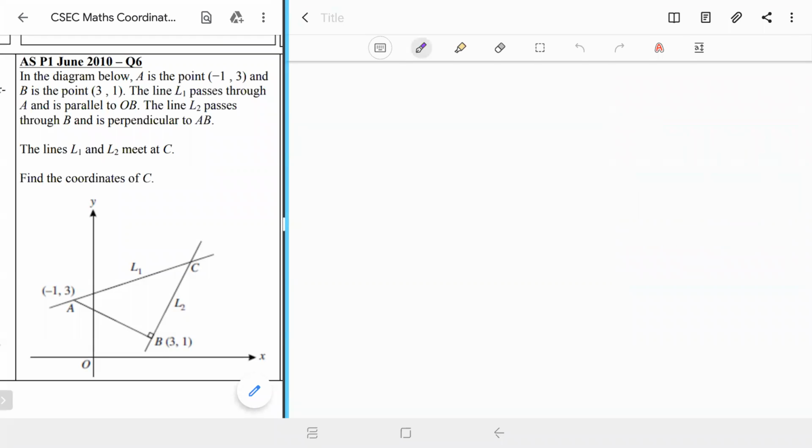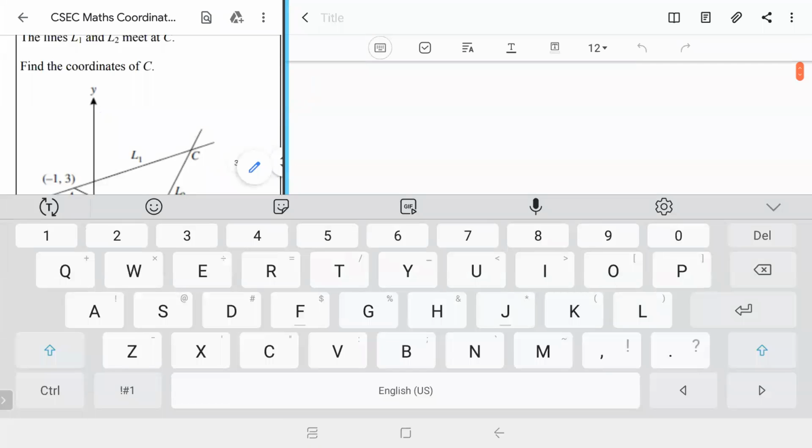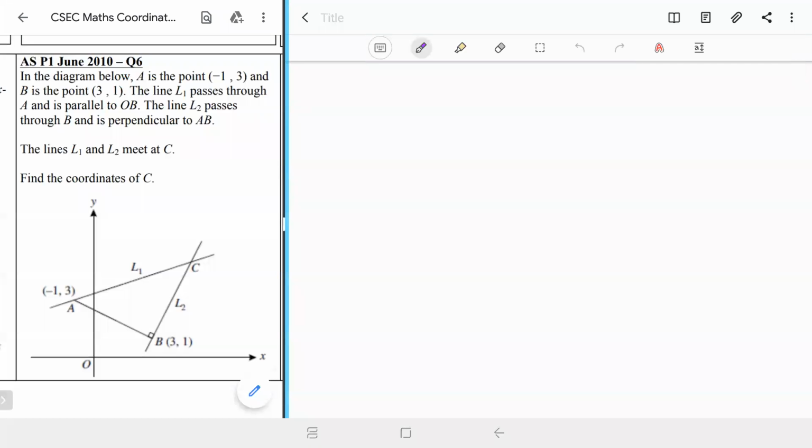All right. So we're gonna try to find the two equations. Let me not start it that way. Let's say we realize that we need the two equations. So we need the equation of line 1. Let's work on line 1 first.